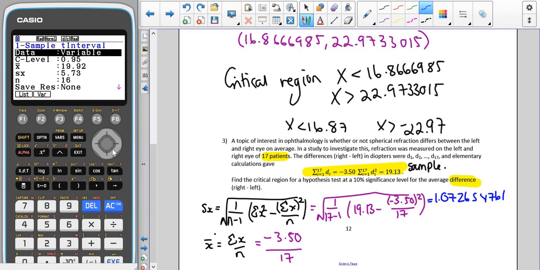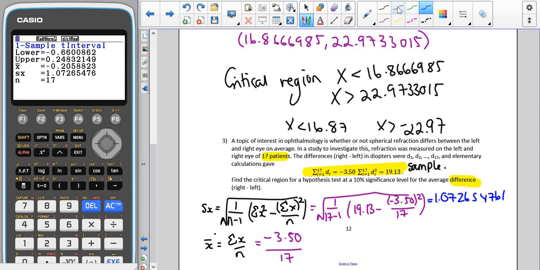Because we're looking at a 10% significance level, our C level is going to be 0.9. 100% take off 10% gives us 90%. The mean of our sample, remember, minus 3.5 divided by 17. The sample standard deviation is going to be 1.072654761. And the number of pieces of data that we have this time is 17.